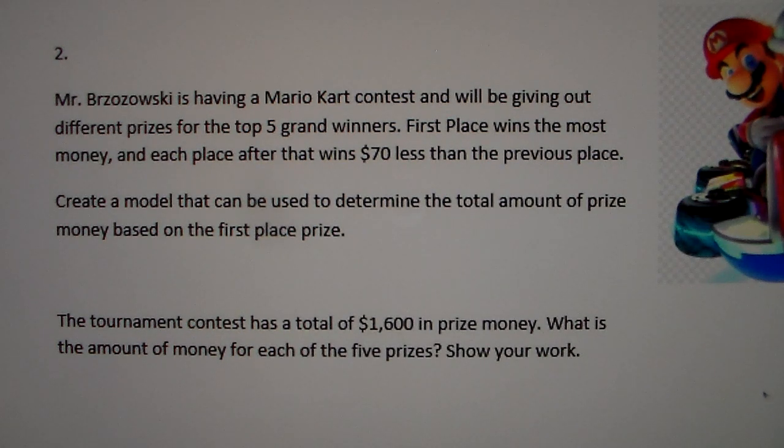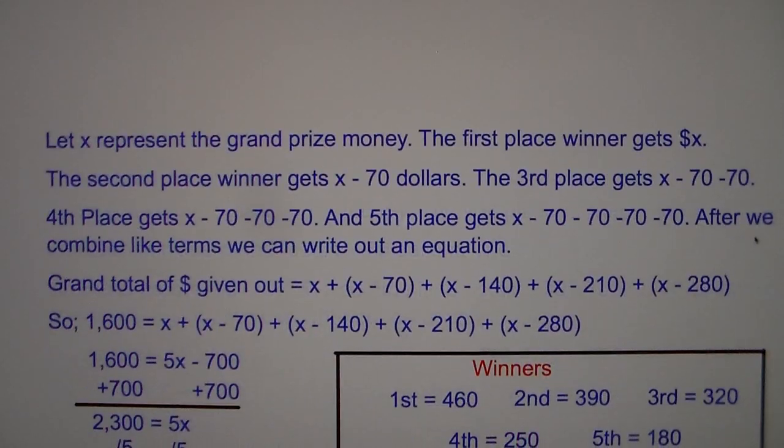The tournament contest has a total of $1,600 in prize money. So you're going to take that $1,600 and you're going to give it to these 5 grand winners, where first place gets the most, last place gets the least, and each place in between is $70 less than the better prize. We've got to find out what that grand prize is too in order to do it.